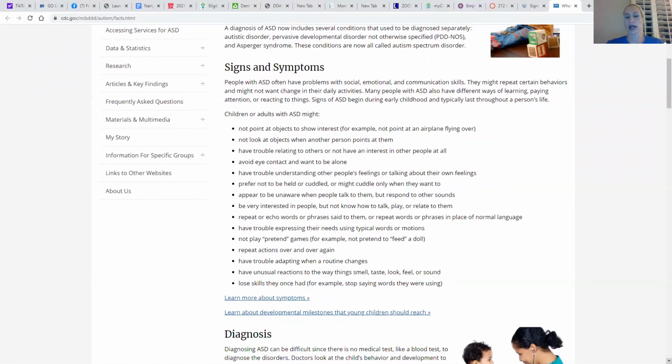Not pointing at objects or showing interest in things, not having that joint attention. If I point to something and the child doesn't point or look that way, we see that the reciprocity isn't there. Avoiding eye contact, wanting to be alone. Some other things too: they might not like to be held, maybe unaware of their surroundings, not doing what we call pretend play, and repeated actions over and over again.